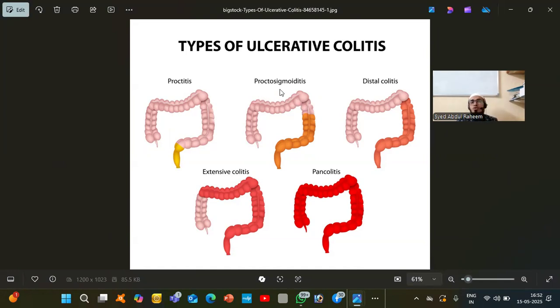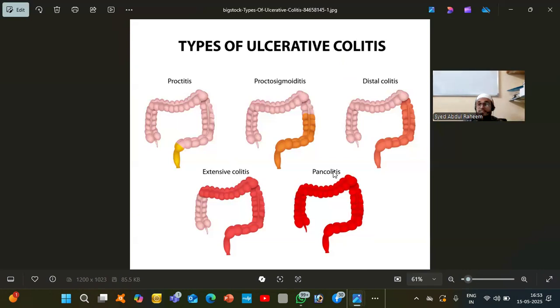If the descending colon is affected, one fourth, and the sigmoid colon is also affected, we'll call it proctosigmoiditis. If the whole descending colon, rectum, sigmoid colon and anus are all affected, we'll call it distal colitis. If the transverse colon, descending colon, sigmoid colon, rectum and anus are all affected, we'll call it extensive colitis. If the whole large intestine is affected, we'll call it pancolitis. It is very, very dangerous.